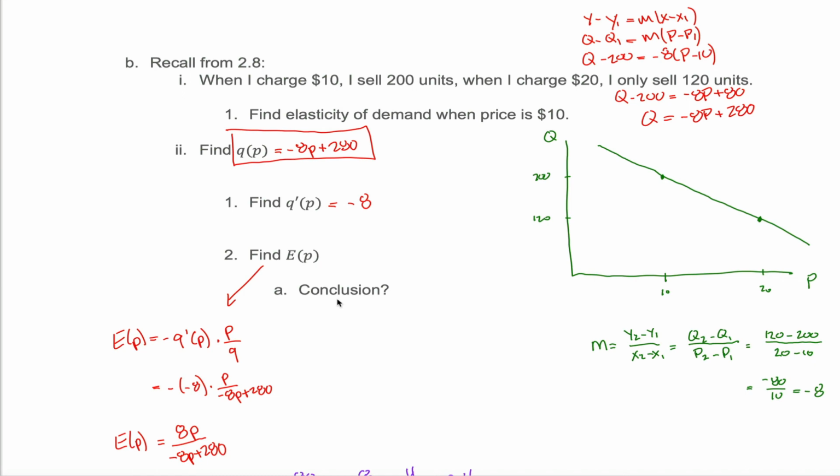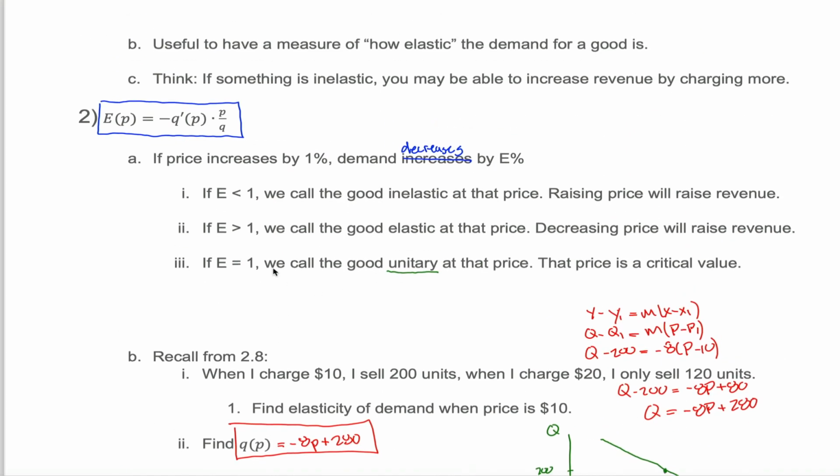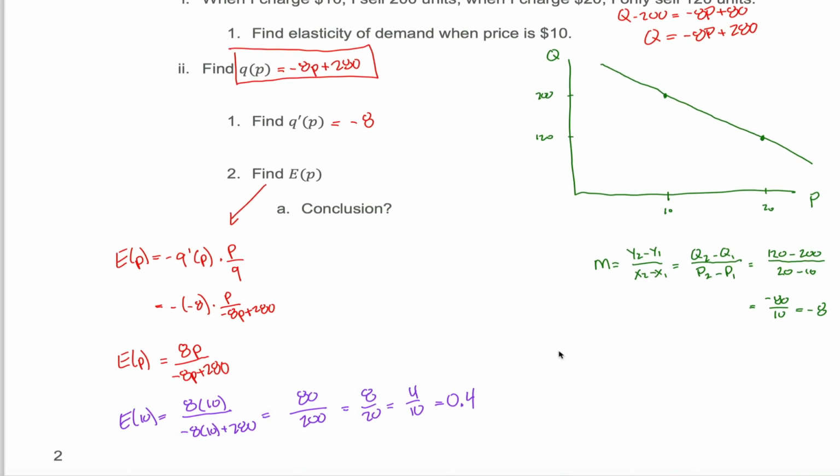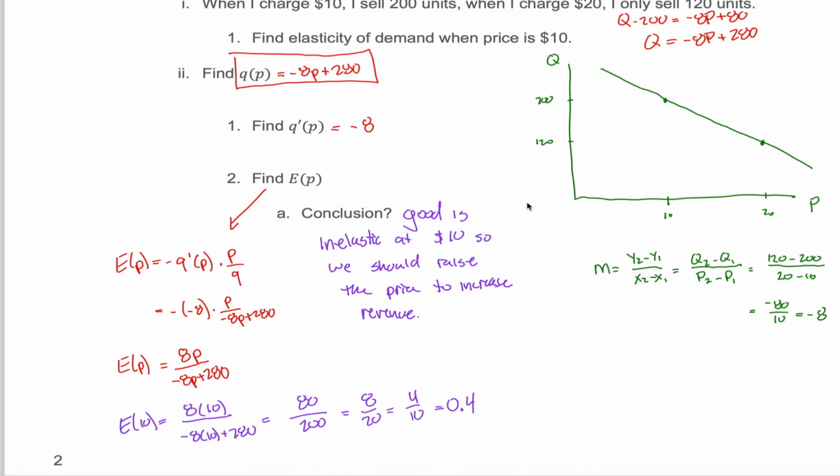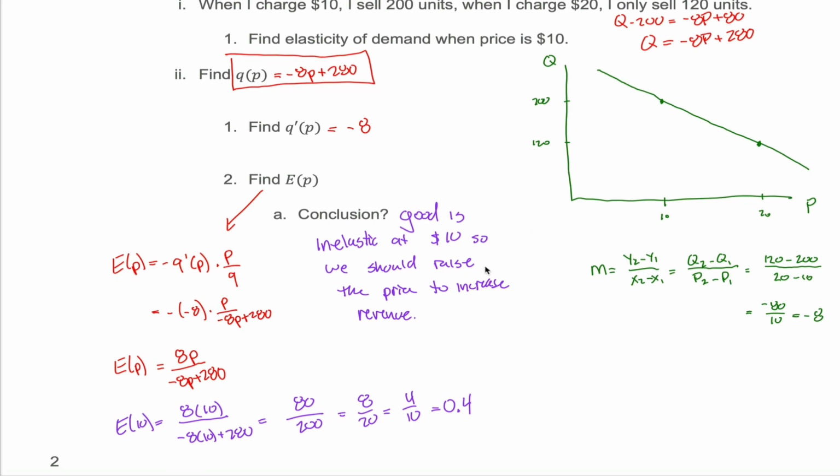What does that mean? What's my conclusion? Well, note that 0.4 is less than 1. So we would call our good inelastic at that price, meaning we should raise the price to raise revenue. What should we raise the price to? Well, this doesn't immediately tell us what it is. It just says that there's some price that's more than $10 that would make us more revenue.